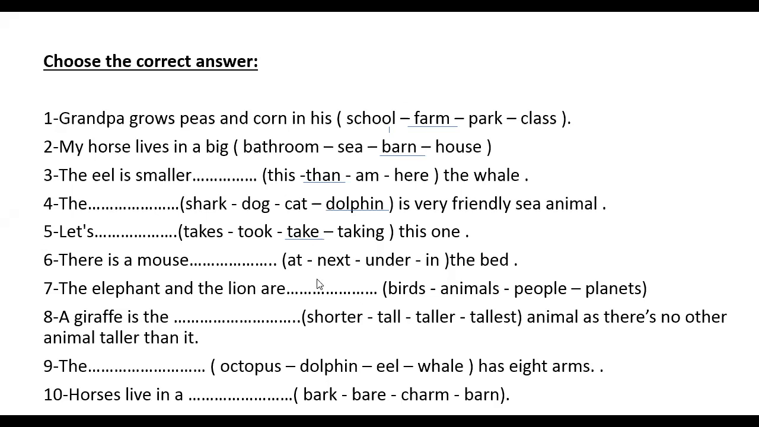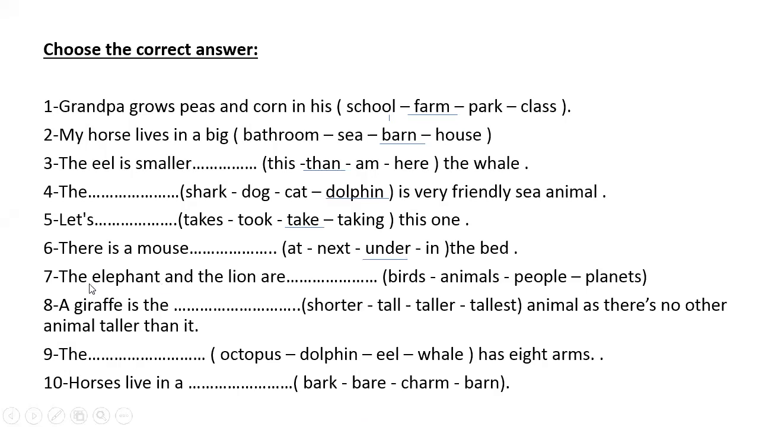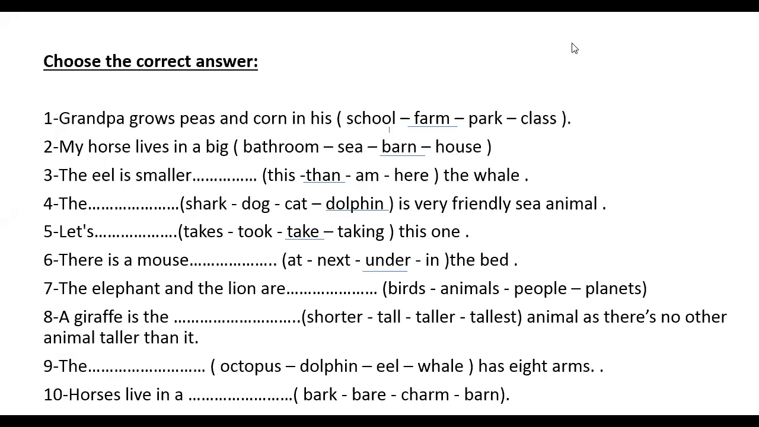Great. So let's take number seven. The elephant and the lion are birds, animals, people, planets. We will take Muhammad Amr. Muhammad Amr, can you think of this question? It's very easy. So the elephant and the lion are what? Number seven? Yes, number seven. The elephant and the lion are animals. Great. Thank you so much. So, as your friend said, they are animals.